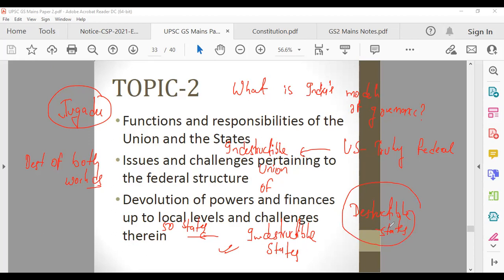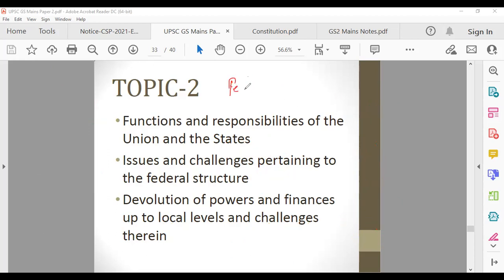Let's say we make Bodoland or carve out some portion from Assam, or we make Bundelkhand out of UP and Madhya Pradesh, Baghelkhand out of UP and Madhya Pradesh, and make them separate states. Again, you are curtailing the power of the state. So that's why India is neither truly federal nor truly unitary. UK is truly unitary. So what is India then? The term for India is a federal system with strong unitary bias. India is a federal system with strong unitary bias.